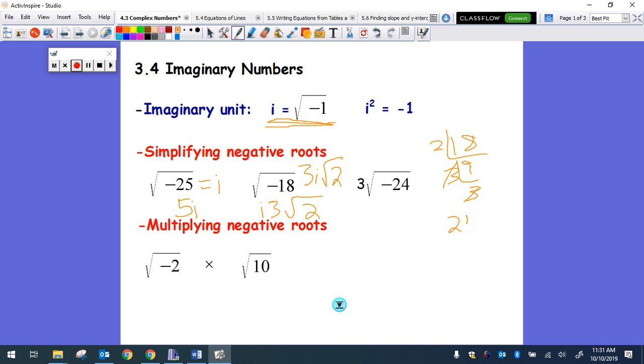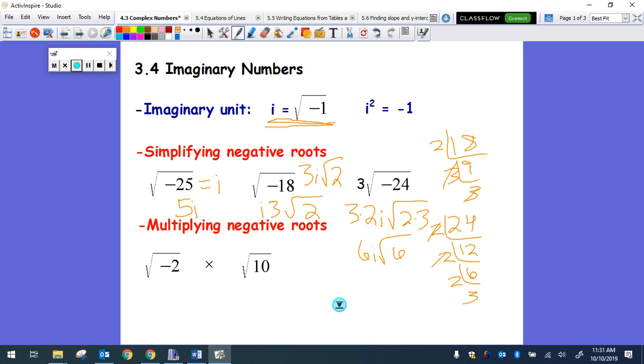24, 2 will go in 12, 2 will go in 6, 2 will go in 3. I can take 2 2's out. So I still have a 3 out here. I'm going to add a 2. Also going to add an i because it was a negative. And then on the inside, I have a 2 and a 3. So this is going to be 6i square root of 6.